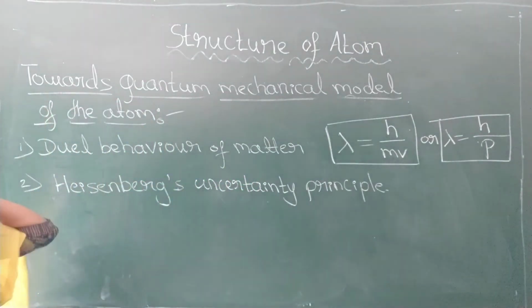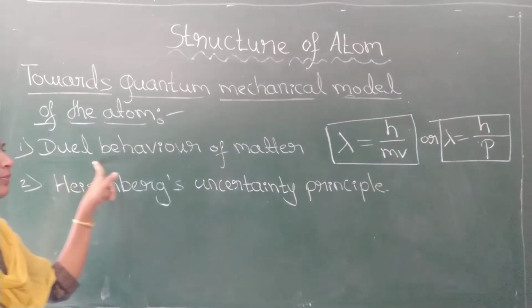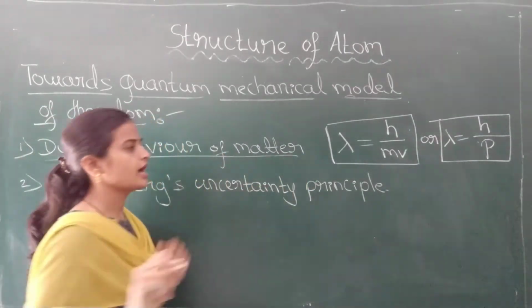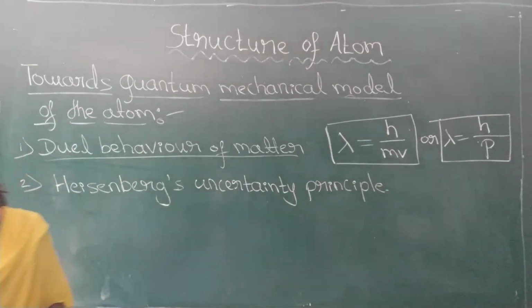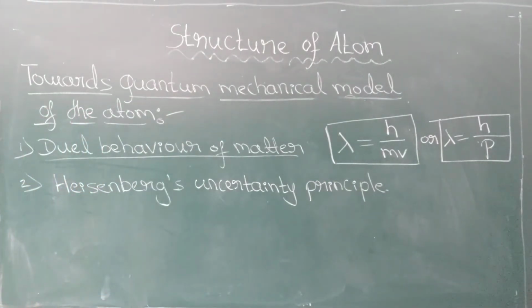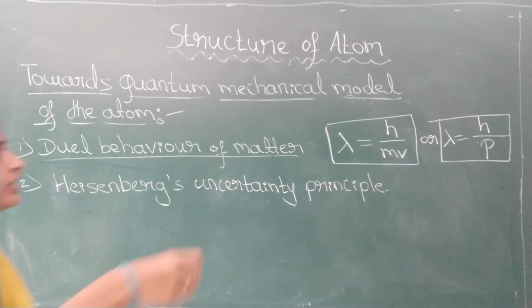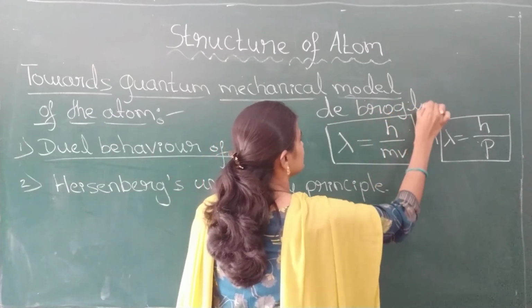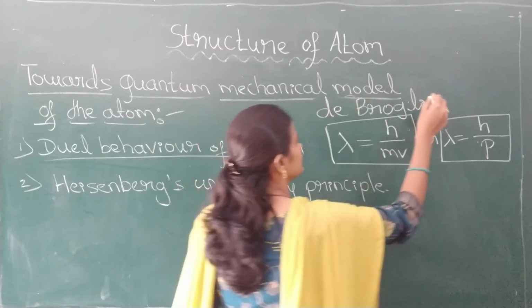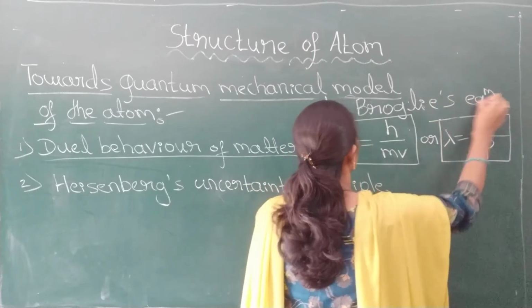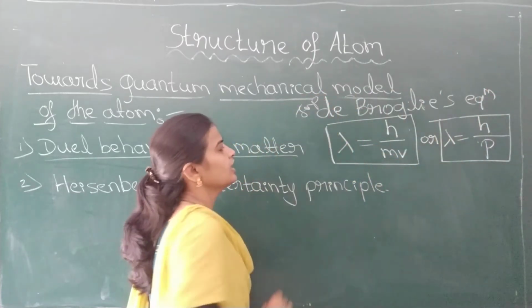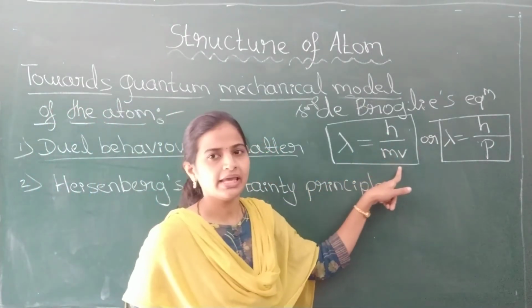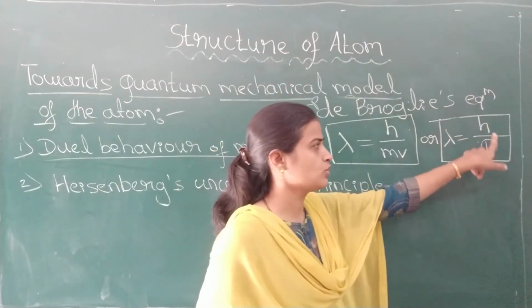You write the heading quantum mechanical model of an atom and the dual behavior of the matter. You write the heading dual behavior of the matter and de Broglie equation. Capital B, de Broglie's equation. Mark it as important. They can ask it for 1 mark. Write the de Broglie equation. What is de Broglie equation? Lambda is equal to h divided by mv. Also you can write lambda is equal to h by p.